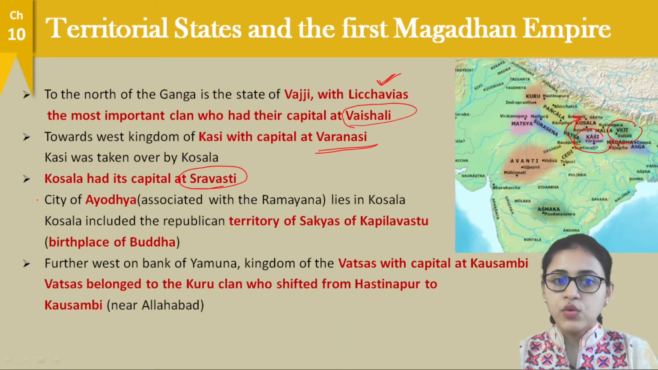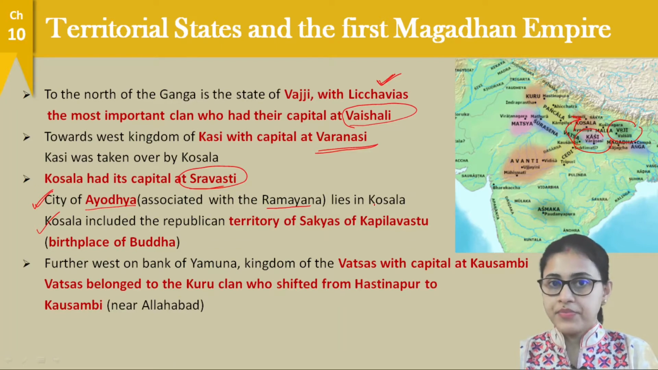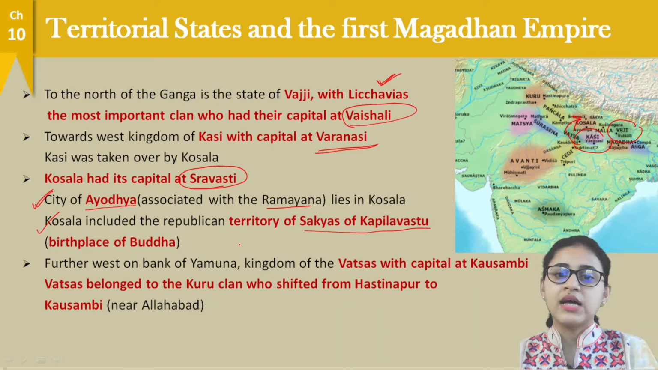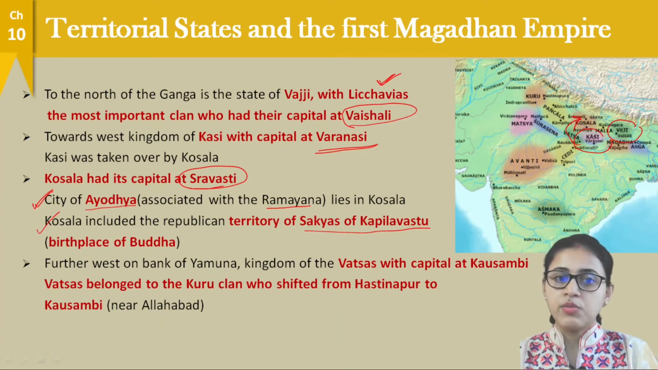Now when we talk of Kosala, two important points we have to remember. First is that the city of Ayodhya, which is associated with the Ramayana, lies in Kosala. Another is the republican territories of the Sakyas of Kapilavastu, which is the birthplace of Buddha, that also lies under Kosala. If you remember, Buddha's father was the head of the Sakya Kshatriya clan, right? So even that area was under Kosala. So when talking about Kosala, try to remember two places that were under Kosala, right?